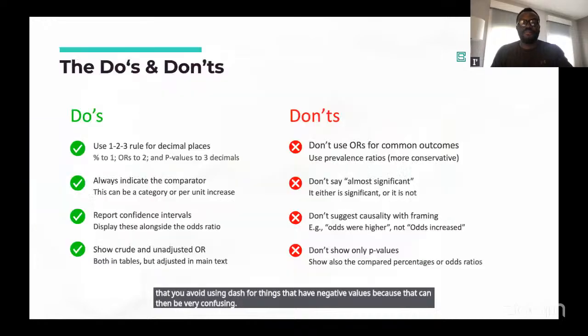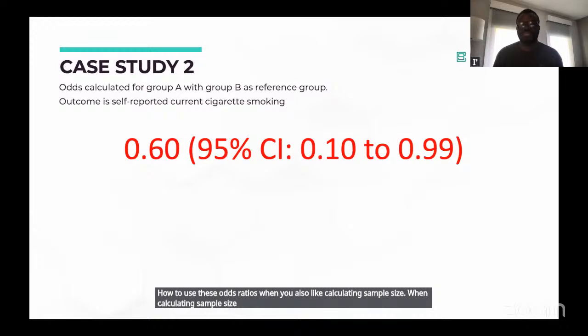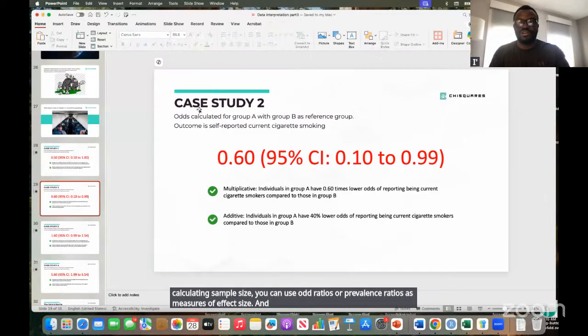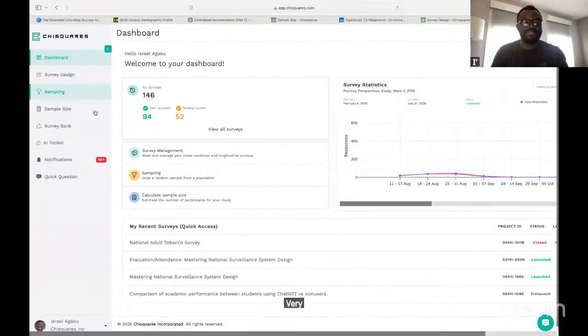On a last note, before we close the class, you should also know how to use these odds ratios when calculating sample size. When calculating sample size, you can use odds ratios or prevalence ratios as measures of effect size. I'll quickly demonstrate that before we call an end to our class, very briefly. So let me quickly demonstrate that.